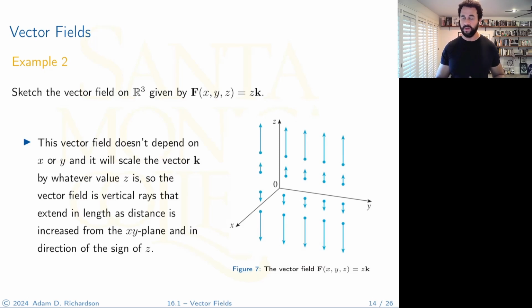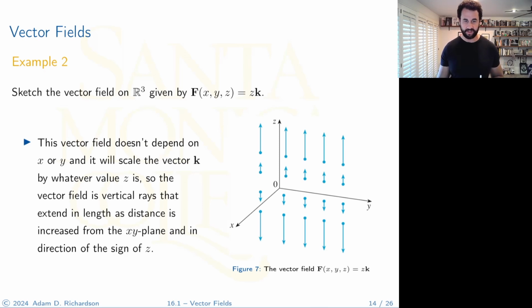This is a figure from the book, but we'll look at it in Mathematica in just a moment. So like I said, it doesn't depend on x or y. It'll scale the vector k by whatever the value z is. So what it's going to look like is a bunch of vertical rays. And the further away you get from the xy plane, the longer the rays are going to get, right? So just think about as z gets larger, the magnitude of this vector is going to get larger. And as z gets closer to zero, the magnitude of that vector is going to get closer to zero. It's going to shrink down, right?